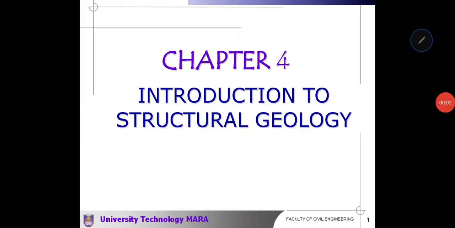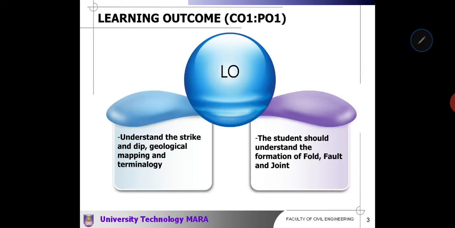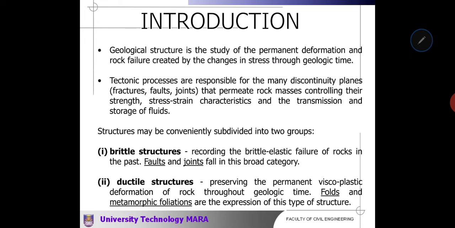Chapter 4 is to introduce structural geology, and the discussion is divided into two parts, which are planes of weakness in rock and the geological map. The video will be split into several videos so that we can understand all the discussion. For structural geology, the first thing that you need to know is the term structural geology.